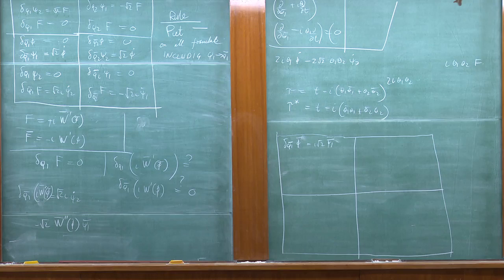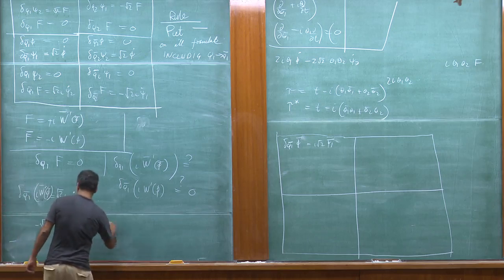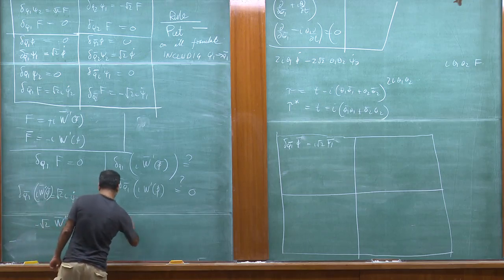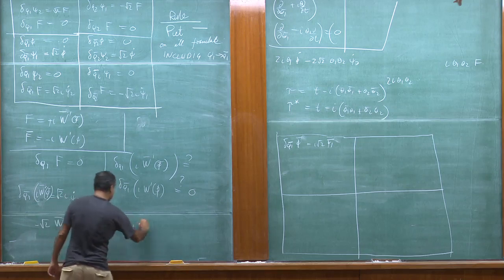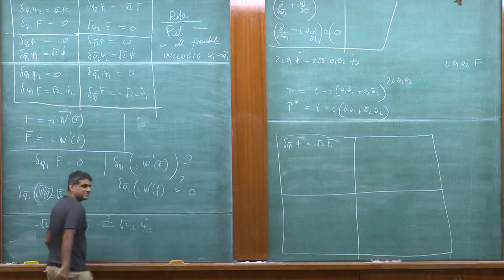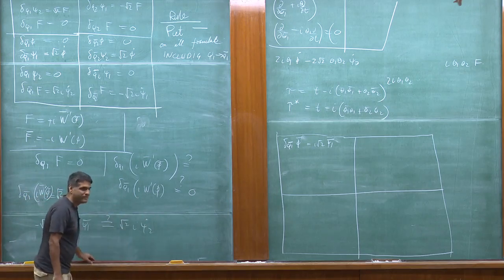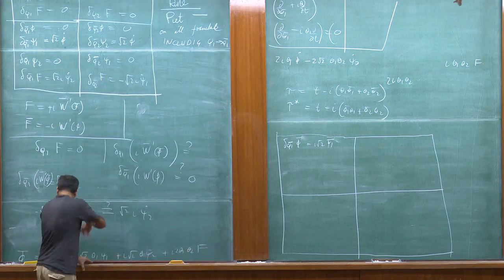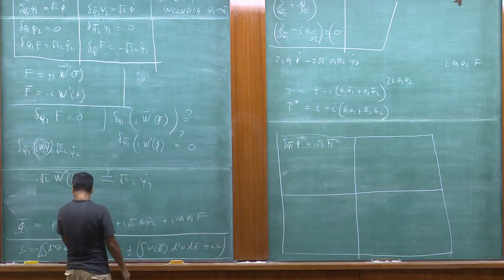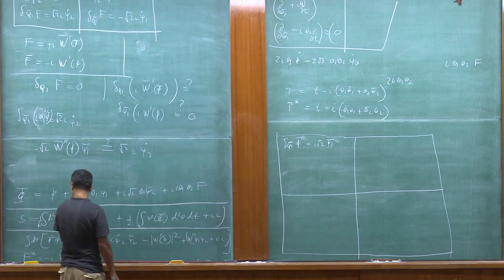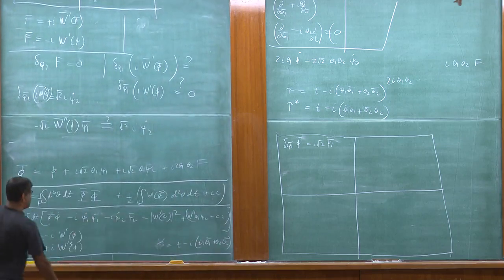Right? That's what we're supposed to get. On the other hand, we want to know whether this is equal to square root 2 i psi 2 dot. Okay? And for this, we're going to use the equation of motion. So let's go back to the Lagrangian, which maybe is easier to get this way around. Here's our Lagrangian.